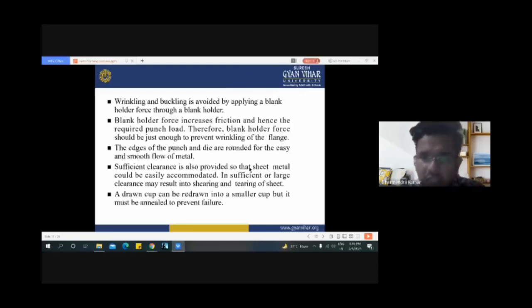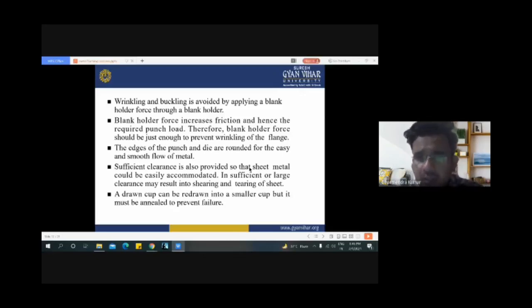Here is a description of the defects occurring during the drawing process. Wrinkling and buckling are avoided by applying a blank holder force through a blank holder. This is the appropriate method to reduce the various errors in the drawing process. A blank holder force increases friction and hence the required punch load.